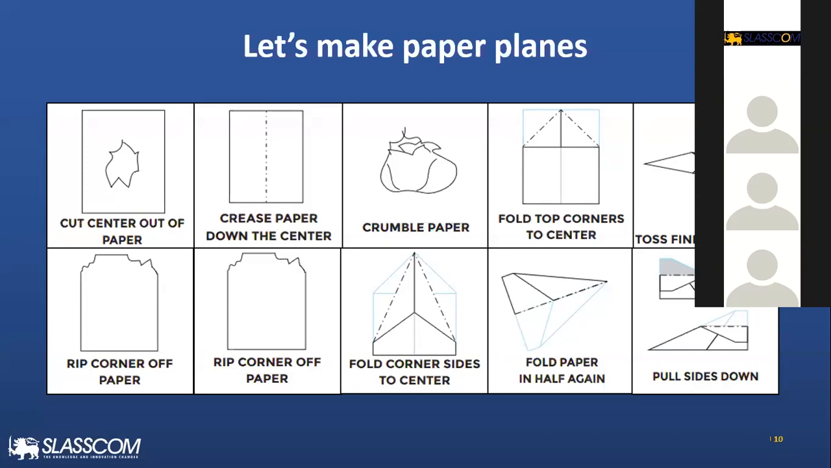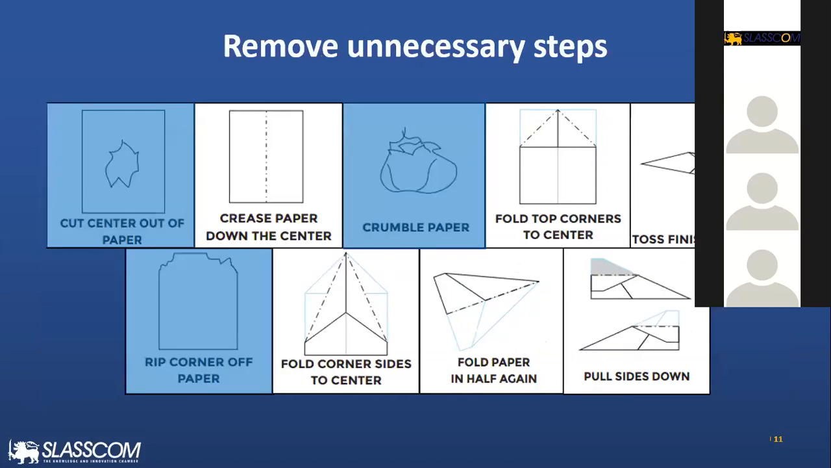Rip corner of paper, that is also not necessary. Crumple paper, why do you need to crumple paper unless you are so frustrated at making a paper plane that did not come out well? But you are not going to do that. So rip corner of paper. So these are the steps, basically, the steps that you do not need.